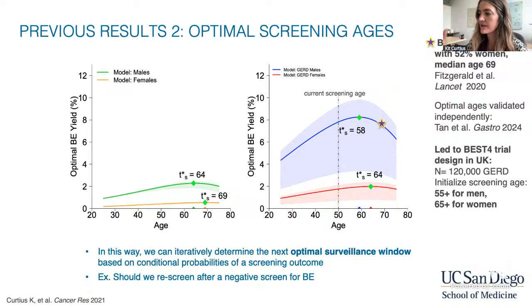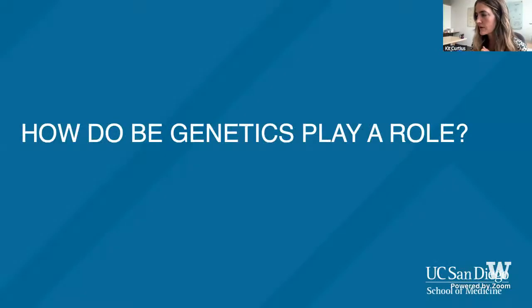In this way, you can iteratively determine the next optimal surveillance window with these conditional probabilities. And so we answered some other questions in this paper, like, should you rescreen after a negative screen for Barrett's? And you can do that with conditional probabilities. Okay, so now some newer work that's in review.